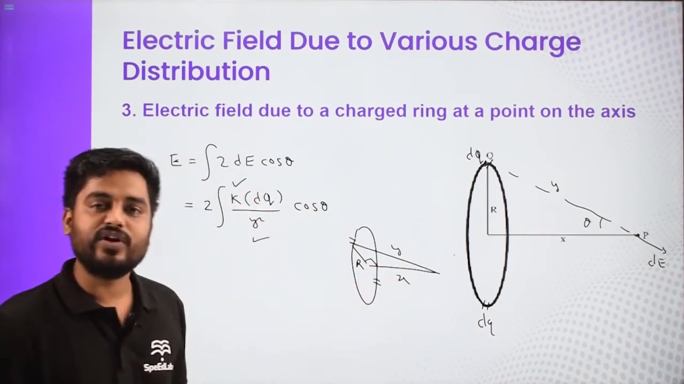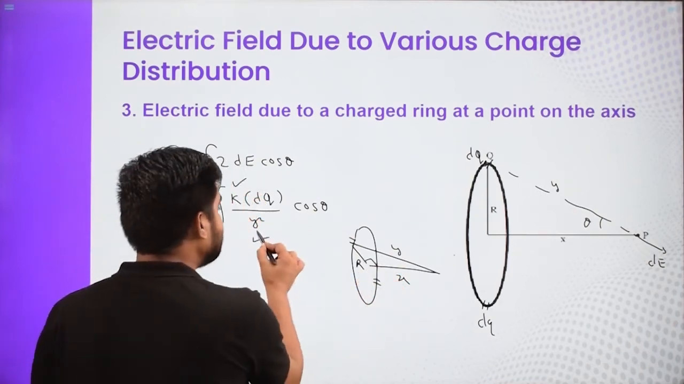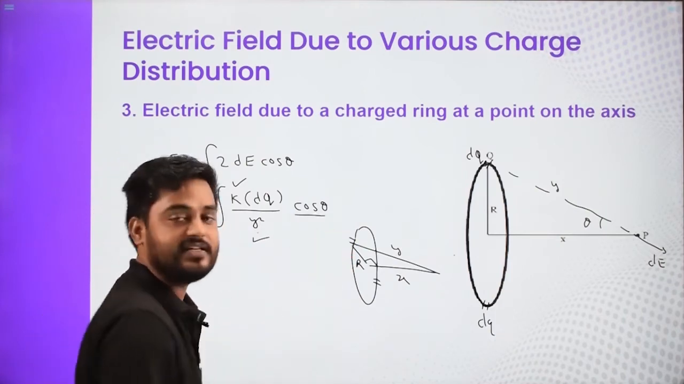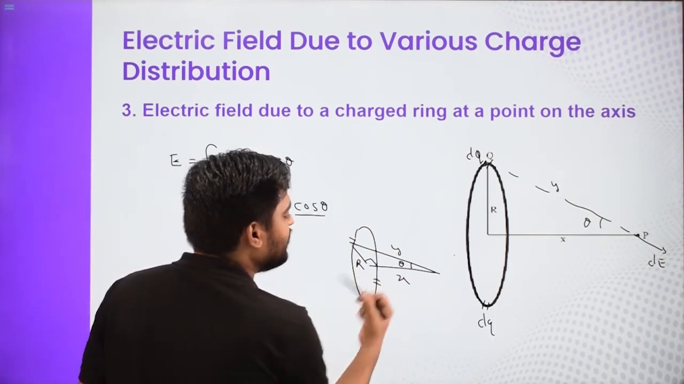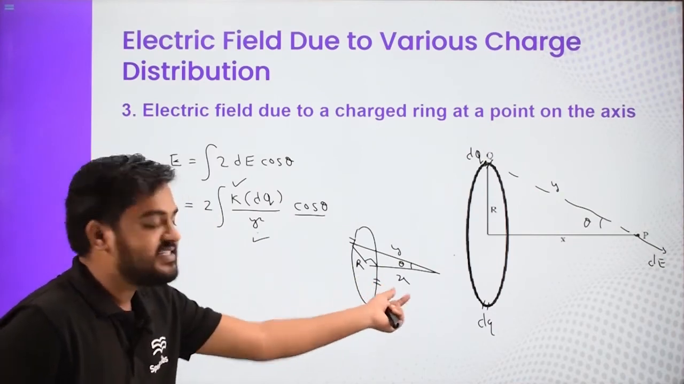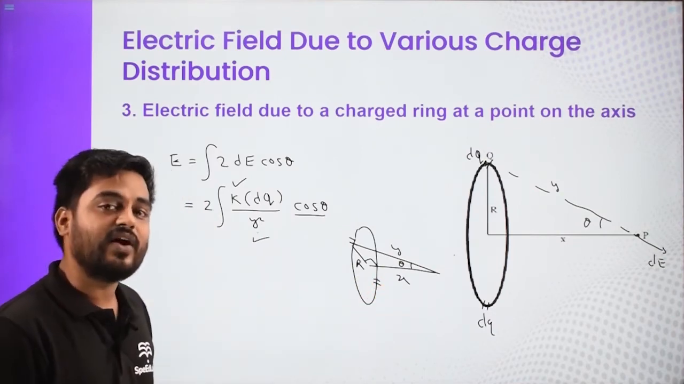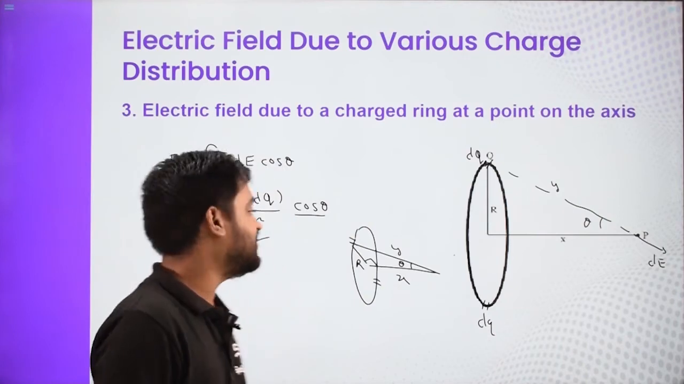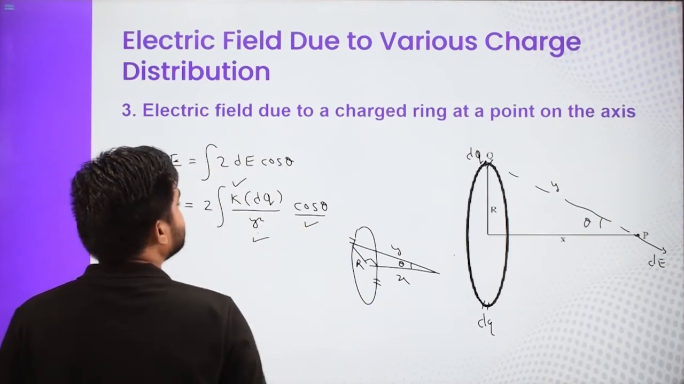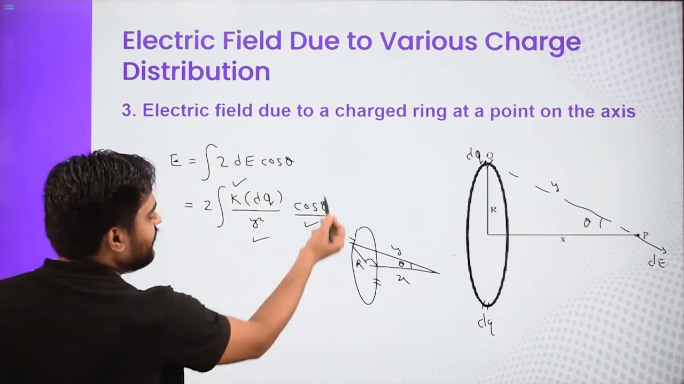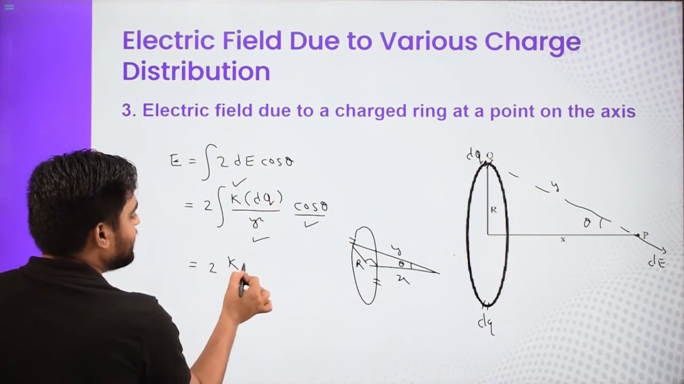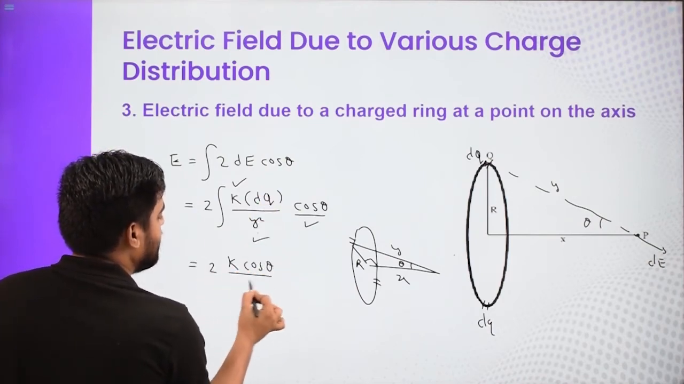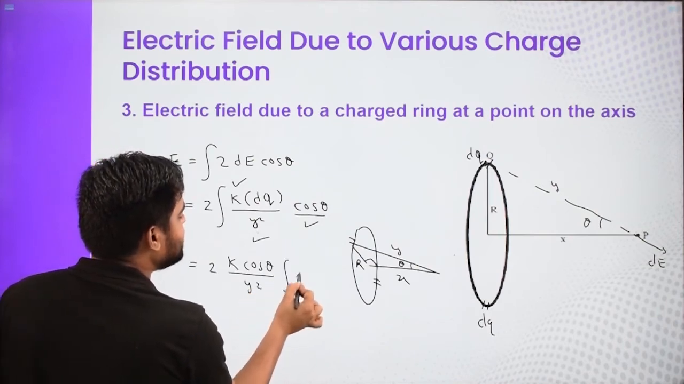This angle is still going to be 90 degrees only. So y is also a constant quantity. What about cos theta? See, tan theta is always r by x. This angle is going to be theta, so tan theta is always r by x. If tan theta is a constant quantity, then your theta is also not changing. So cos theta is also a constant quantity. So here all of them are constant quantities except this dq. So 2k cos theta by y square, and it is the integration of dq.